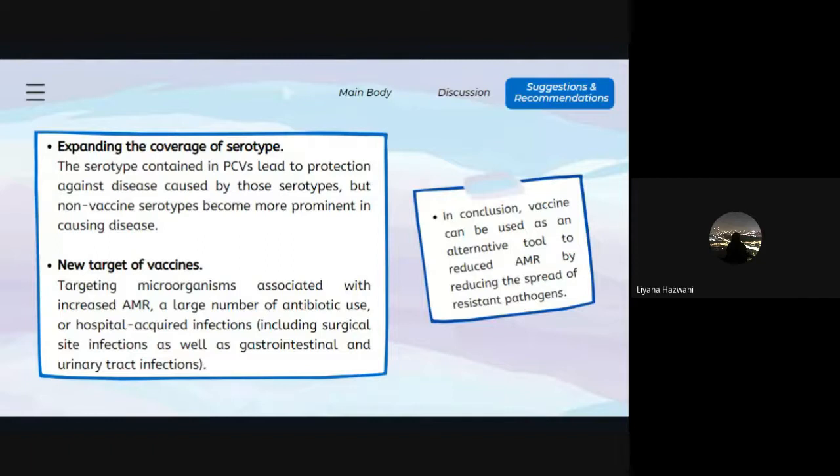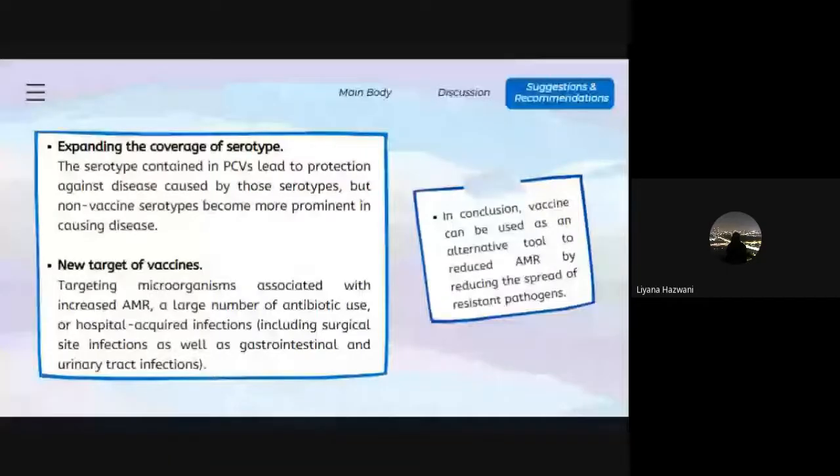From the previous studies, my suggestion on the future prospect of the development of new vaccine should aim at expanding the coverage of serotype causing disease. Thus, more effective vaccine with broader coverage will be able to limit this problem.